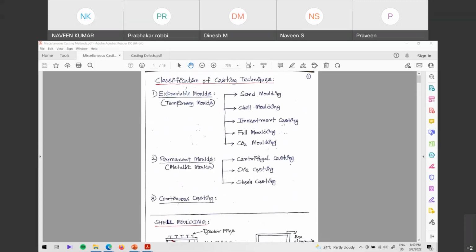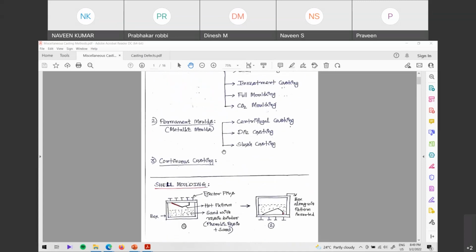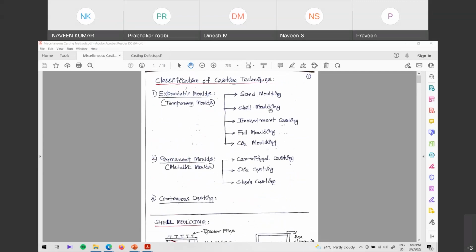So the first is sand molding. We have already discussed this. We have already seen the gating elements, the riser, all these things clearly. Now we'll discuss from the second one, that is shell molding.